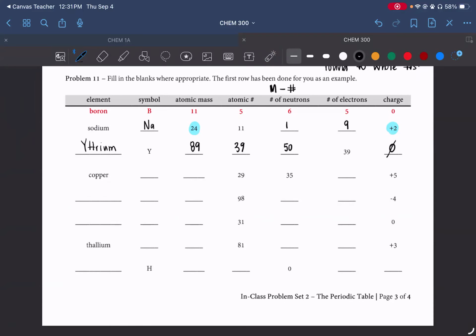I'd like for everyone to try copper by themselves right now. It's 12:31. Take about 2 minutes. Answer that row in full, and then we'll go through it together.